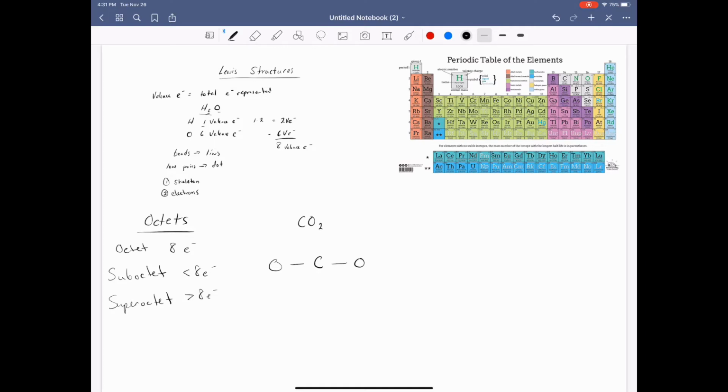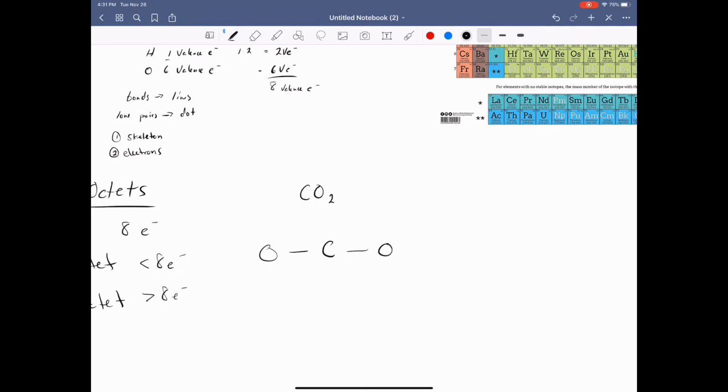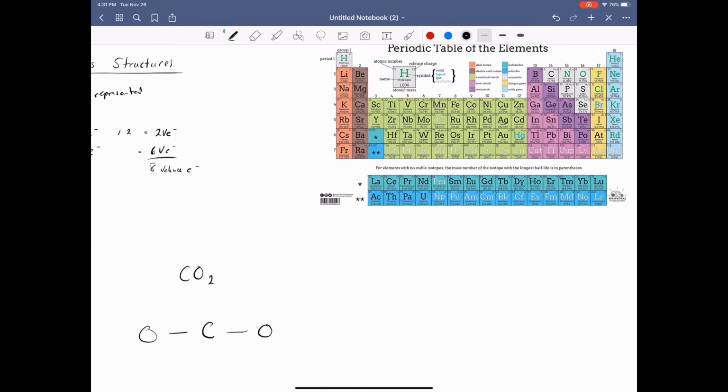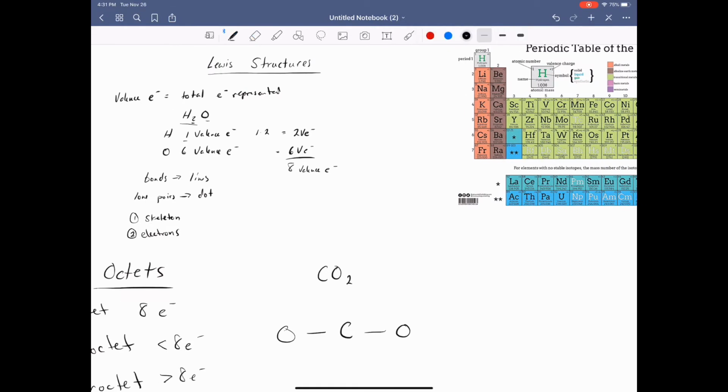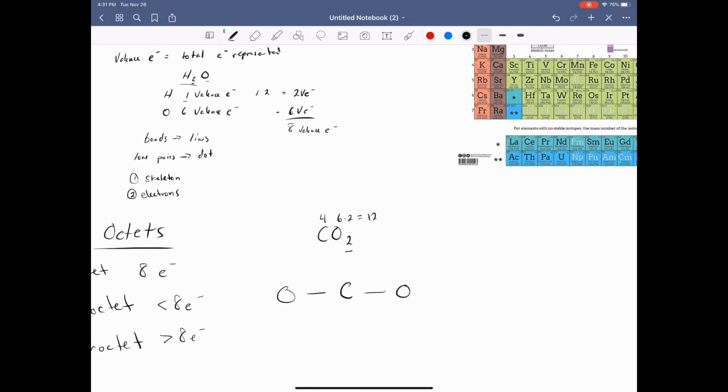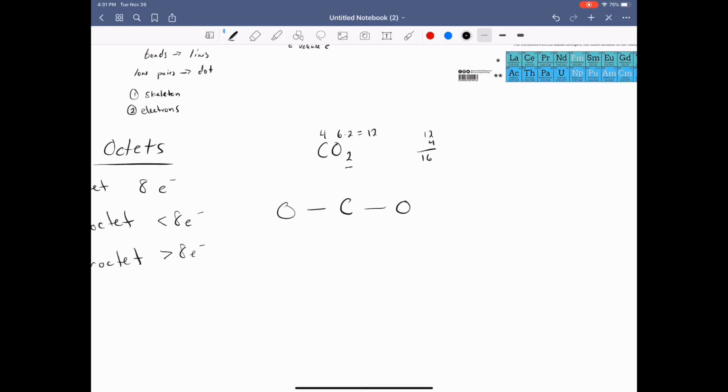So moving forward, carbon, as we look up in our periodic table, has 4 valence electrons, and oxygen has 6 valence electrons. So we have 4 on carbon and 6 here. Because there's a subscript of 2, we will multiply this by 2 to equal 12 for the oxygen. So we have 12 and 4, 16. So we have 16 total valence electrons needed in this structure.